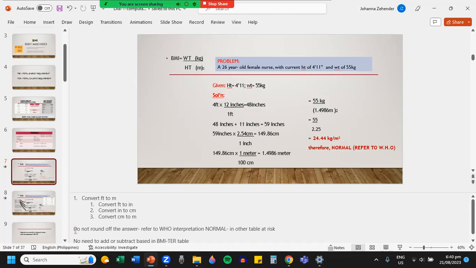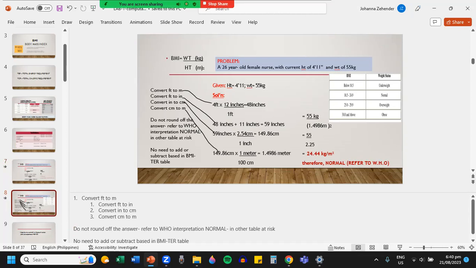Okay, so in the next slide, you will see a more detailed version of this solution. Okay, so here is a step-by-step process as to how to compute for the BMI. Okay, so again, we have conversion of feet to meters, and then we convert the inches into centimeters, and then lastly, centimeters to meters. Okay, so now we have a height of 149.86 centimeters.